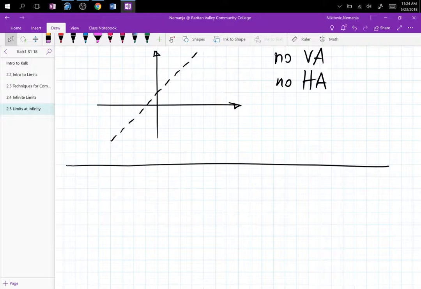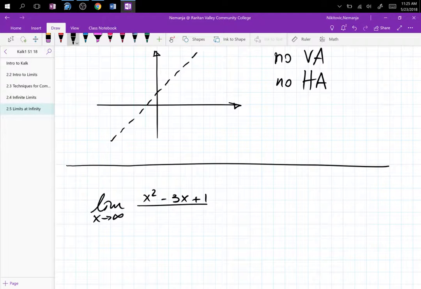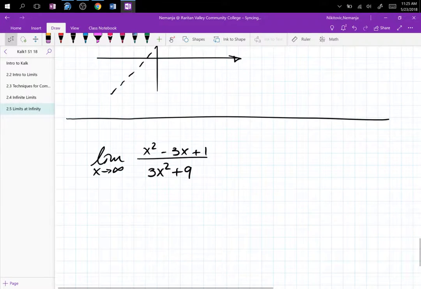And now we are just going to compute some of the limits to practice mechanics of working with these limits. So limit x goes to infinity of x squared minus 3x plus 1 divided by 3x squared plus 9. Now, some of you might already know the answer to this. Does anyone know what the answer is without doing any calculations?